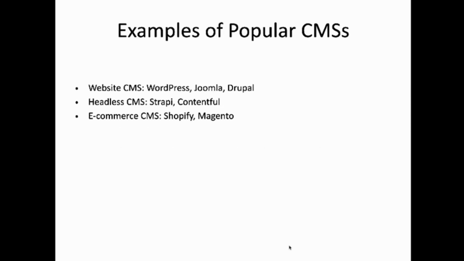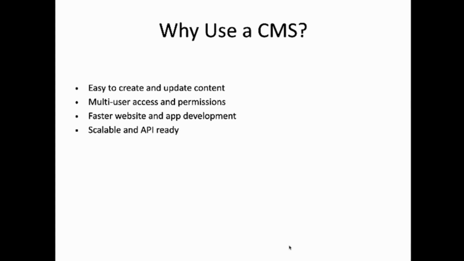So let's come to the popular examples of CMS. When it comes to website CMS, there are WordPress, Joomla, Drupal, and headless CMS, which I talked about earlier, which is Strapi, which is very contentful. You can manage your content, everything. There's no need to code. Just send the API to your front end. For e-commerce CMS, there are Shopify, Magento, and things like that.